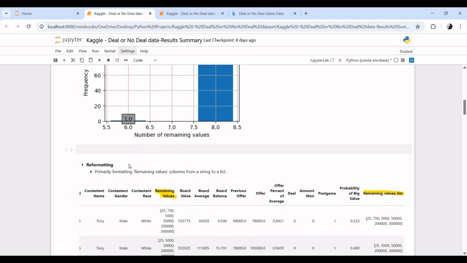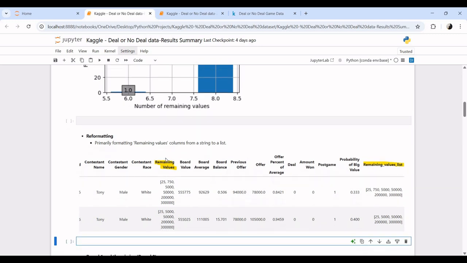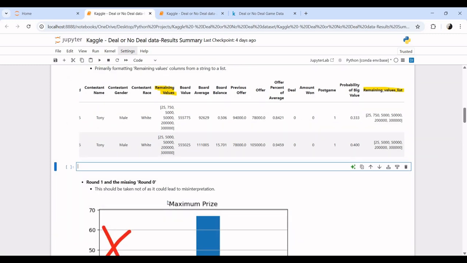The main formatting that was needed was formatting this remaining values column, which was a string, into the remaining values list column, which was a list of values. So by referencing the remaining values list, we can actually read the list and manipulate the data, as opposed to trying to read these numbers from a string type variable.